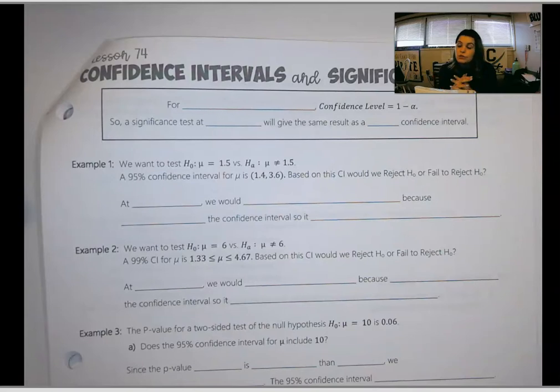So I'm going to say those two things one more time. What we're looking at today is how confidence intervals and significance tests are related. One of those relations is that a confidence interval can tell us the conclusion to a test, so whether we reject or fail to reject, and a significance test can tell us if the null value will be in a confidence interval or not in a confidence interval. So let's look at some concrete examples of what I'm talking about.